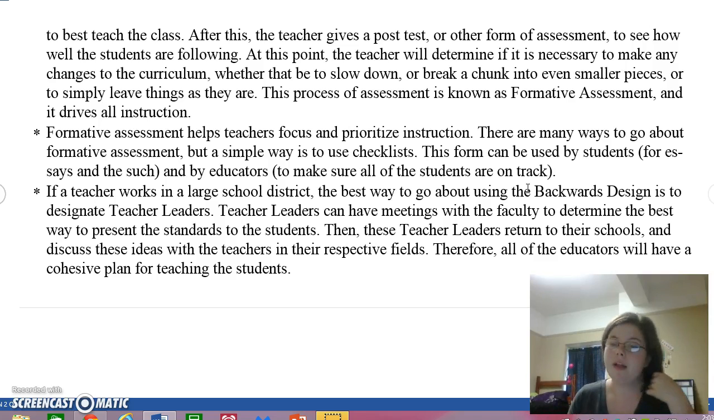So I actually find that like a really good idea for someone who works in a larger district. From where I'm from, it wouldn't really be necessary because it's a very small district, but I can definitely see how that would be helpful.